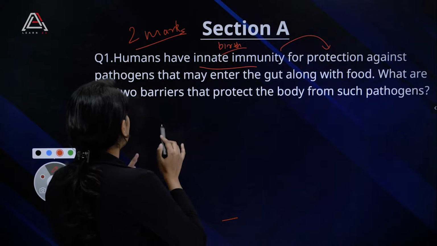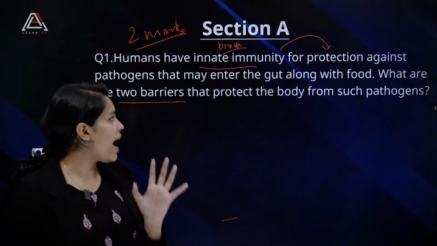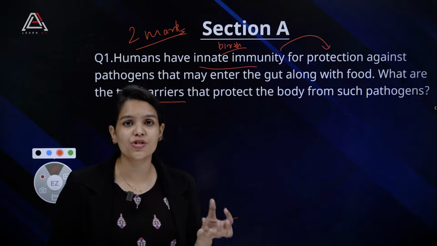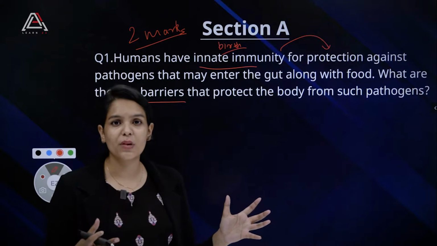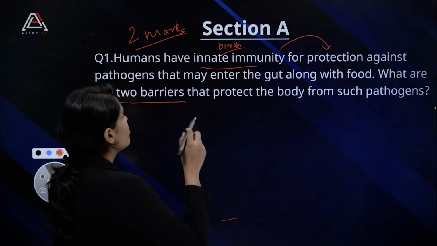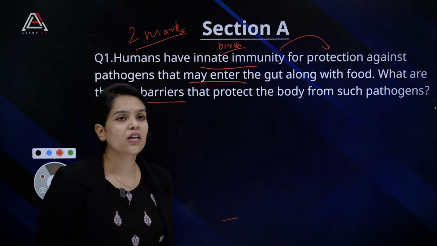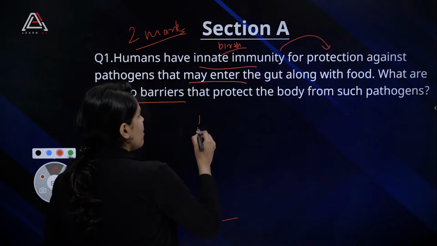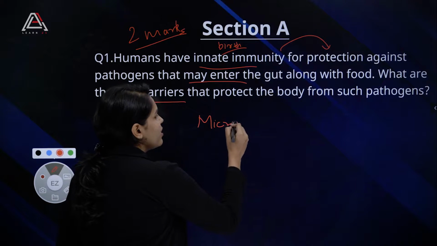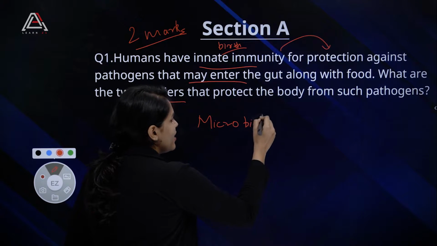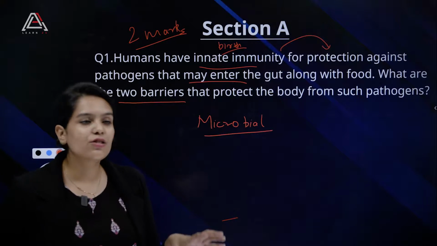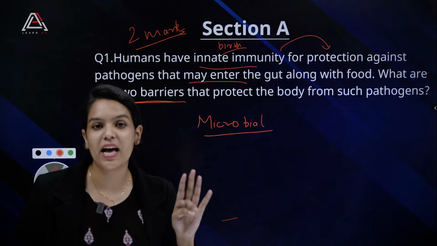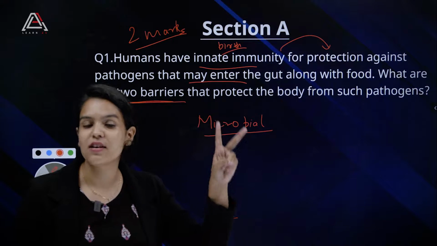Okay, so the question asked here is, what are the two barriers that protect the body from such pathogens? It is a really simple question, so try to provide as much information as you know. They are asking about what sort of pathogen has the ability to enter the gut, so you have to mention microbial pathogen. You all know that microbial pathogens have the ability to enter our gut, right? Now, in this chapter, human health and diseases, they have mentioned 4 barriers, but here they're asking about 2 barriers.